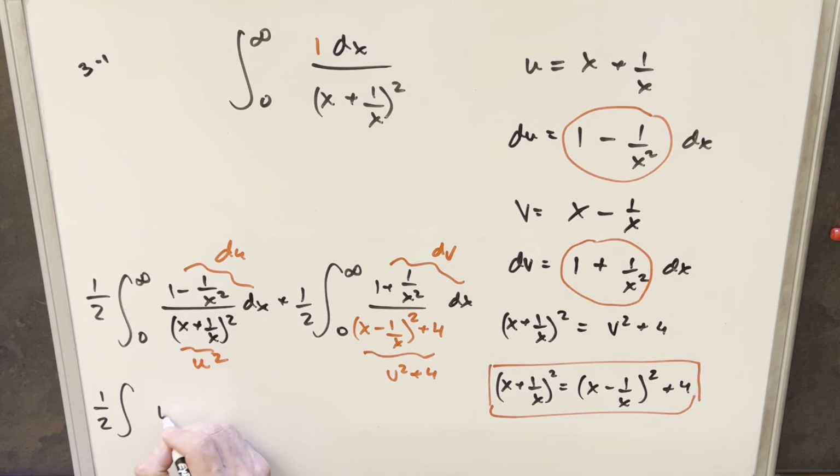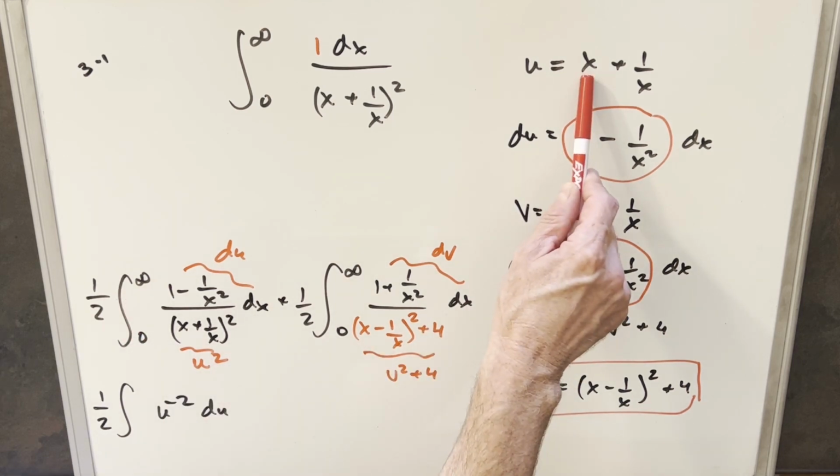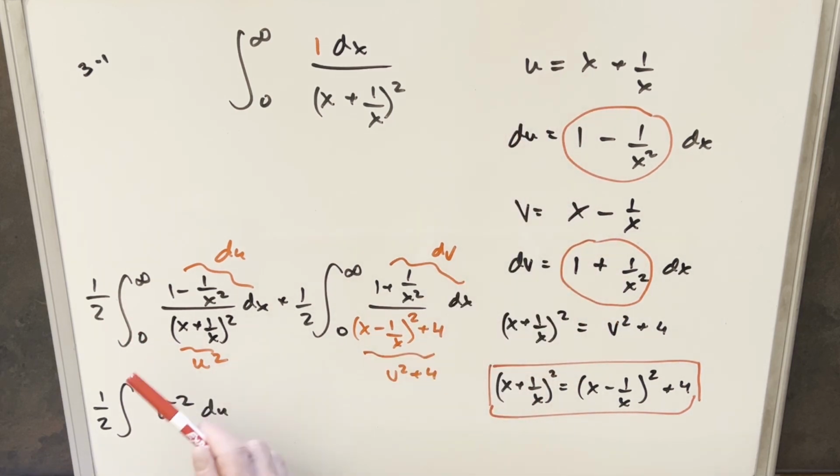But I'm going to write my u squared as u to the minus 2 du. And now there is one issue with this u substitution. If I plug in infinity for my x, this u is going to infinity. If I plug in 0, we're also getting infinity. So we end up with an integral from infinity to infinity, and I don't really want to do that. So I'm just going to do this as an indefinite integral and then back substitute later. I think it's going to work out a little easier that way.